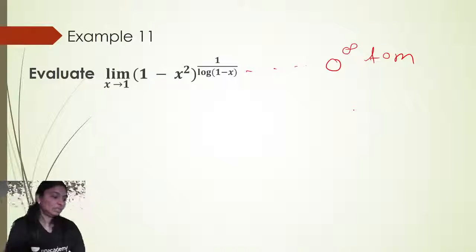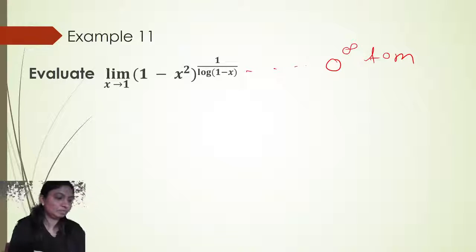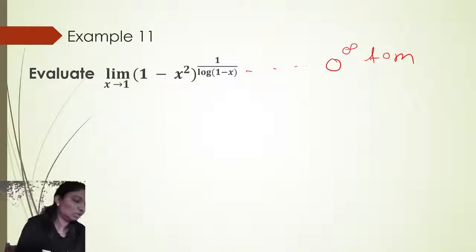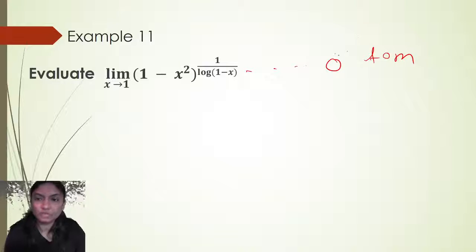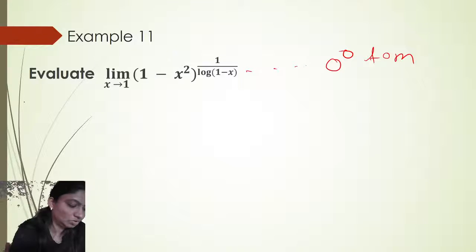Right? 1 minus x square into log of 1 upon log of 1 minus x. So here it is 0 raised to 1 upon infinity. Log 0 is infinity, 1 upon infinity is 0. So here it is 0 raised to 0 form. Right? So in 0 raised to 0 form, convert it by taking log on both sides.